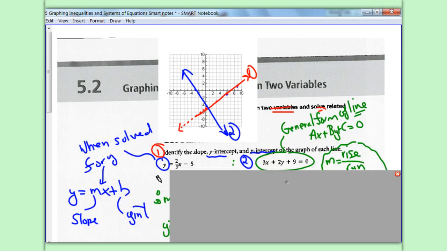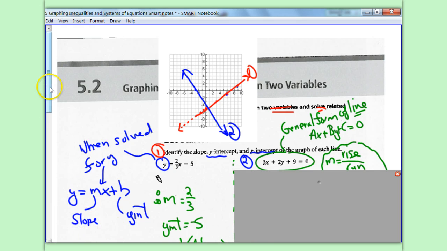So the number that is in front of the x. Remember, the first equation is set up to do y equals mx plus b. Right, Jaden? Okay. So I've solved it for y. The number in front of the x is the slope, and the y-intercept is the number hanging out by itself. So given that, I automatically have the y-intercept and the slope.